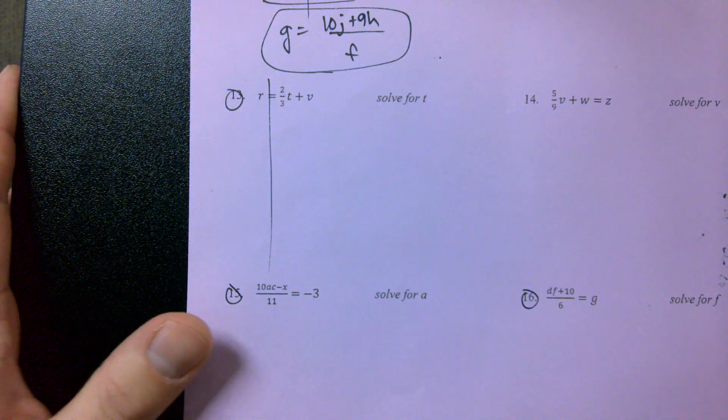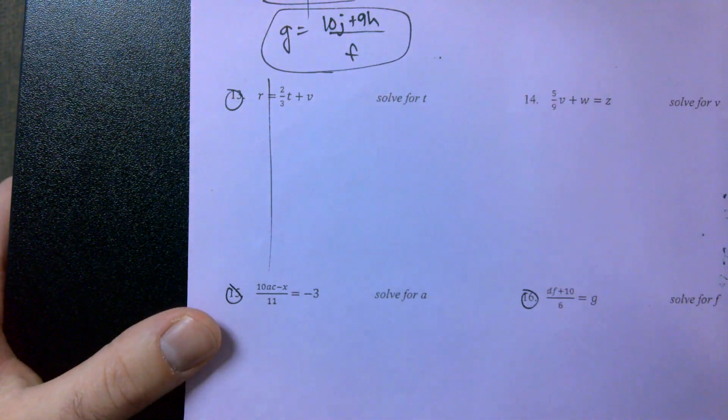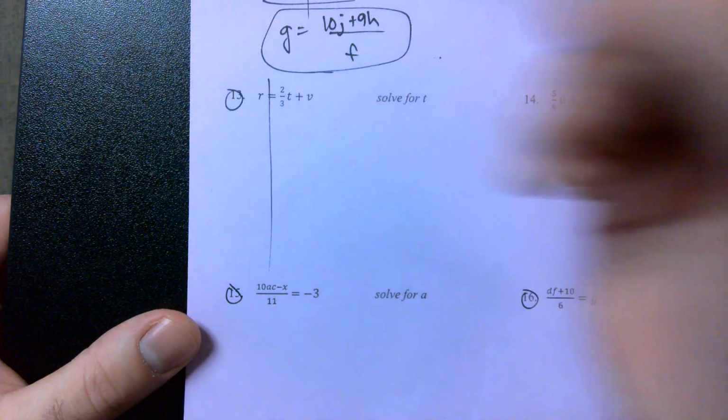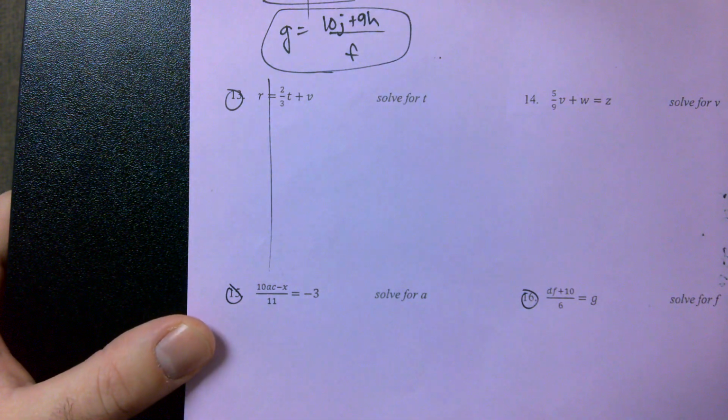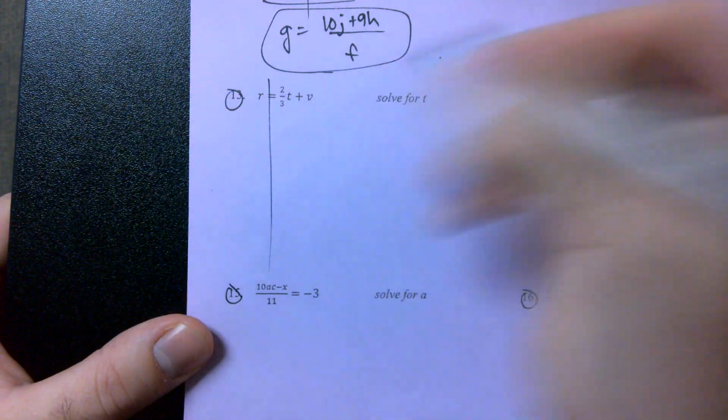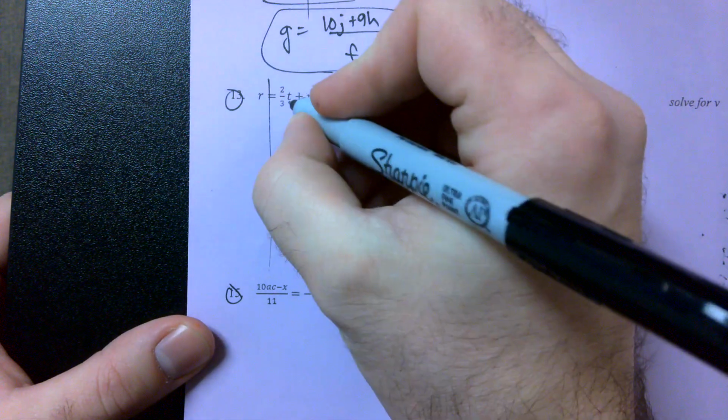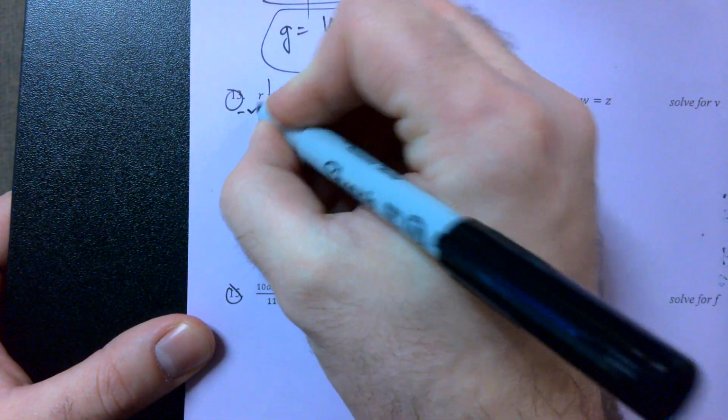Okay. 13. I'll leave that there so you can see it. 13, I gotta solve for t. This is that fun one with the r word. You guys know what the r word is? Reciprocal. Good. I'm glad nobody said it. Anyway, I'm gonna solve for t. I gotta subtract the v away.